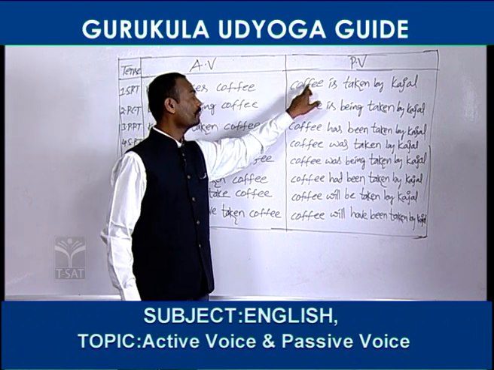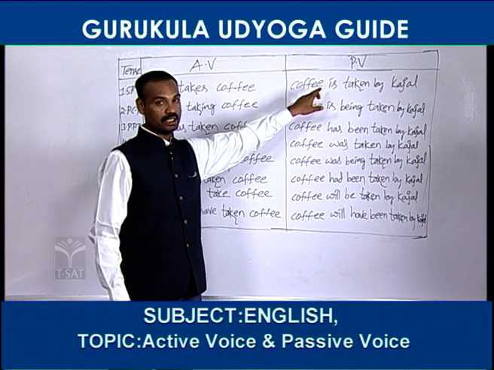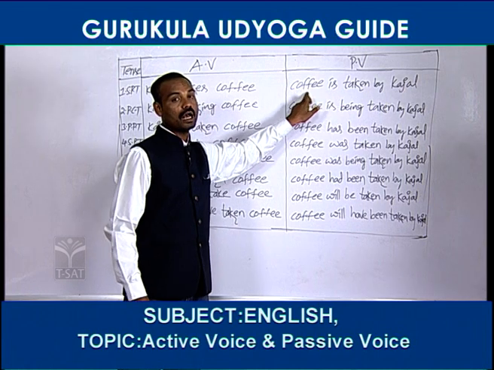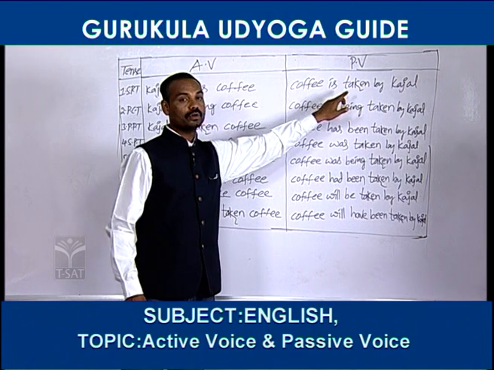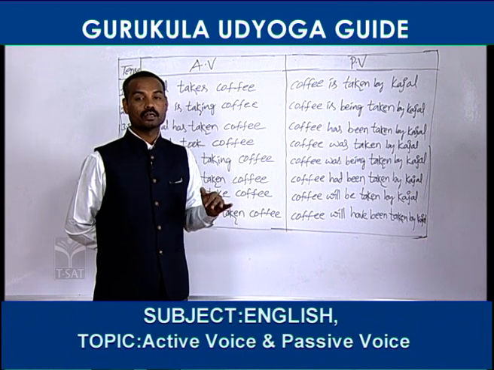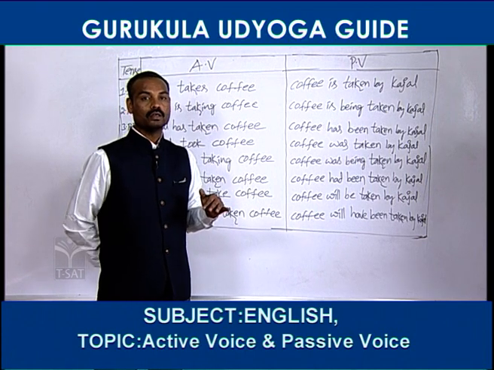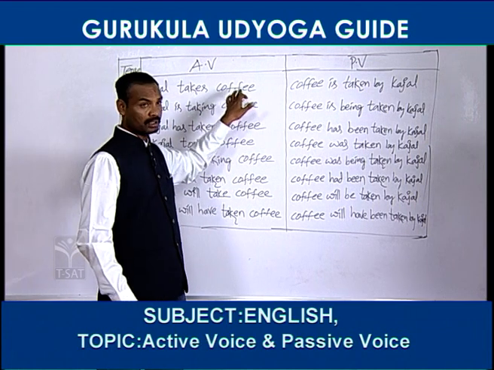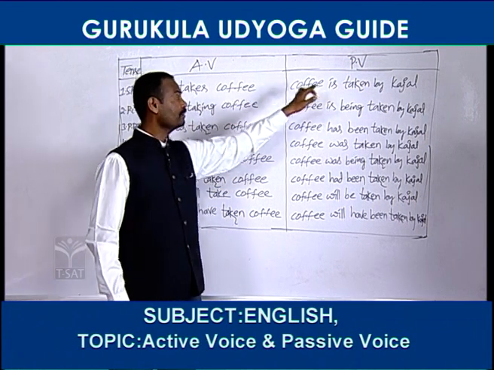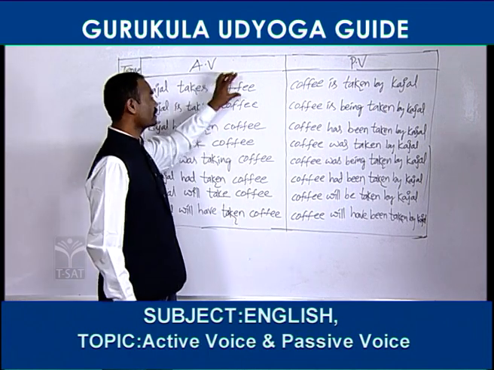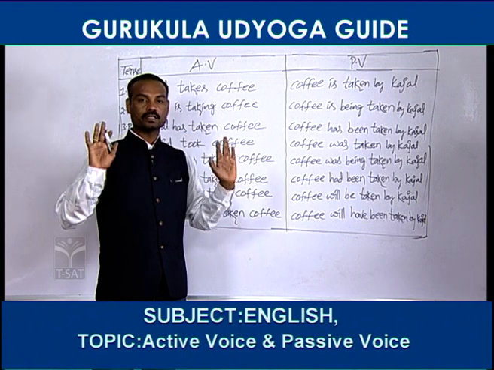Okay. After I, we should not use is or are. Am should be used. I am. Spoken by Kajal. I am spoken. Or Kajal invites me. I am invited by Kajal. So these are the examples of simple present tense.